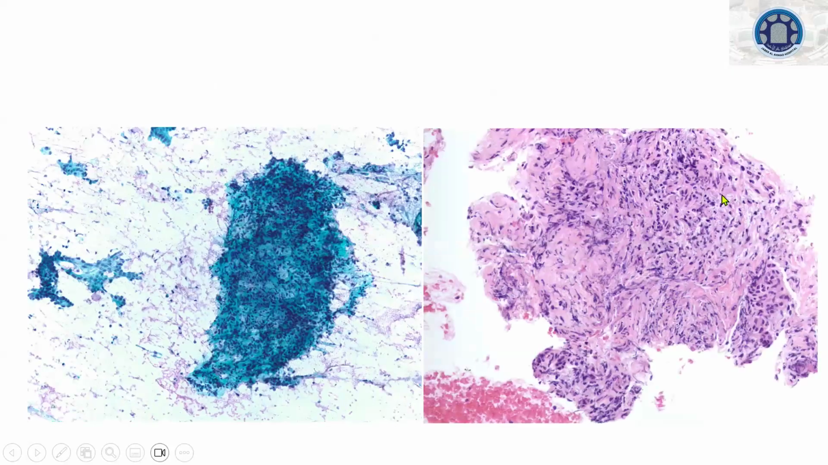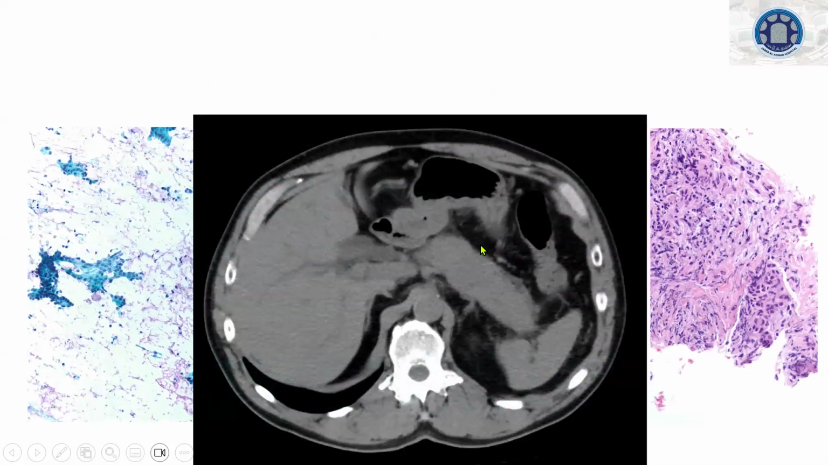Again, another case with this. Again a vague mass. There is a history of vague mass and you are seeing a lot of these inflammatory cells. This is a cell block and the cell block again shows these fibrous strands. You're not seeing much of ducts or acini and you're seeing a lot of these lymphocytes and plasma cells. And on imaging, you're seeing this sausage-shaped mass. Any idea what this is?